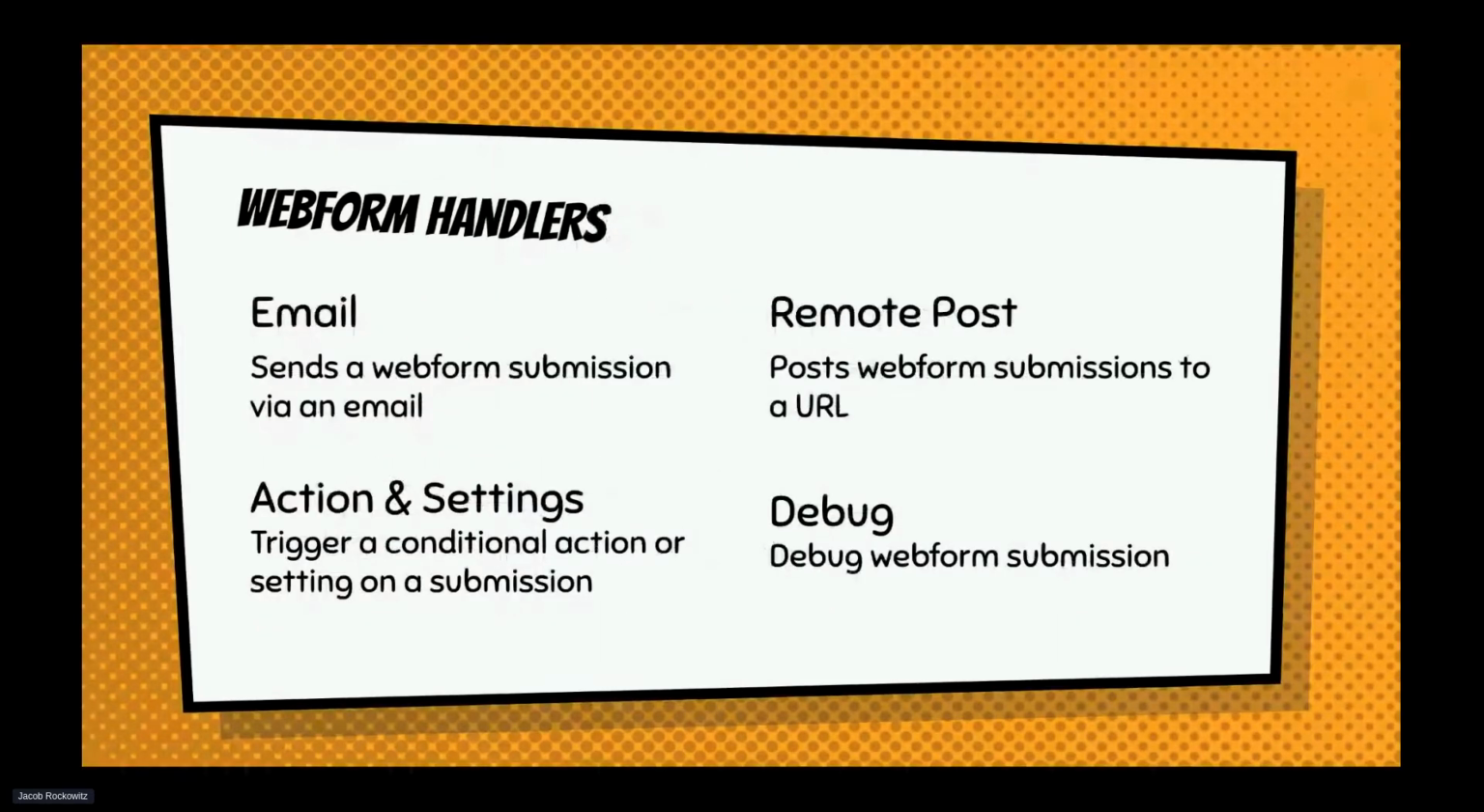These are the ones that come out of the box: email, remote post, actions and settings, which I just explained, and there's a debug handler, which just shows you the data as it's coming in and out. I always recommend using it when you're building custom handlers. Every handler I've created has debug functionality. The example even includes it.